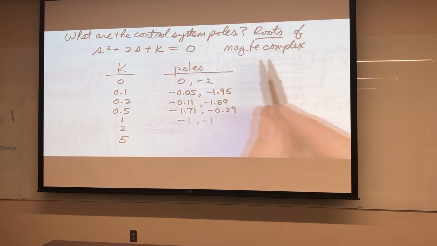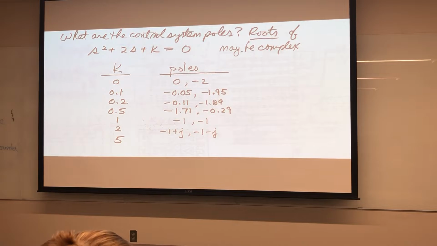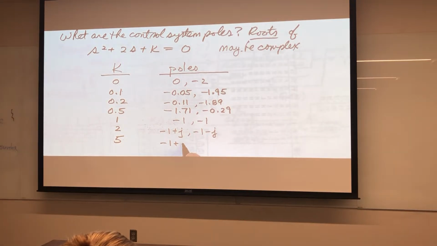If it helps out, you could probably generalize that to negative 1 plus or minus root 1 minus k for your poles. Negative 1 plus j, negative 1 minus j. It's negative 1 plus 2j and negative 1 minus 2j.